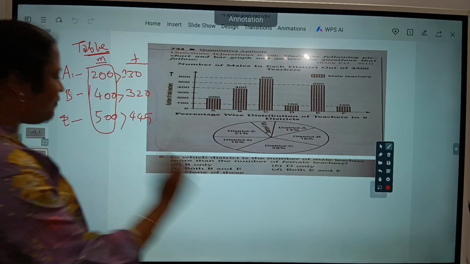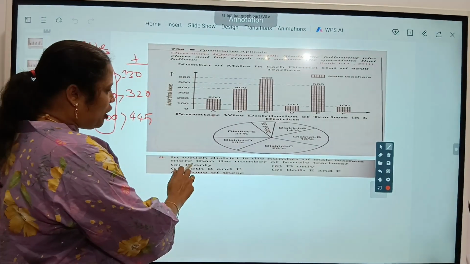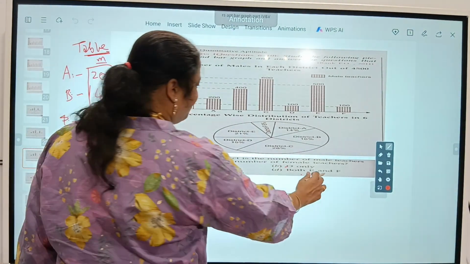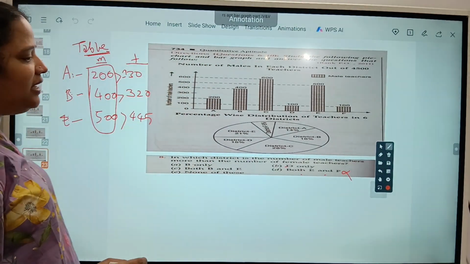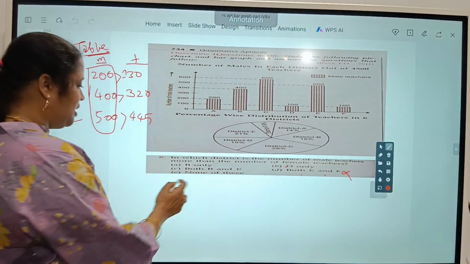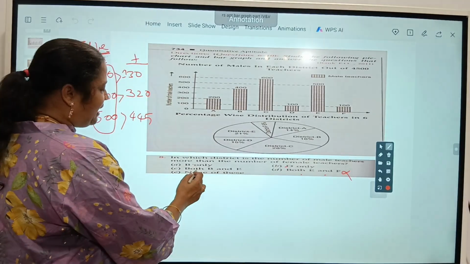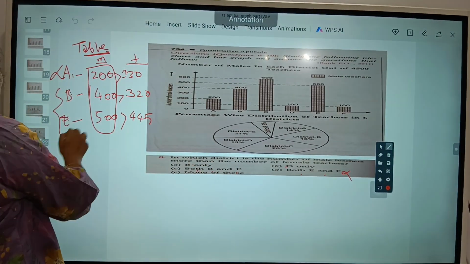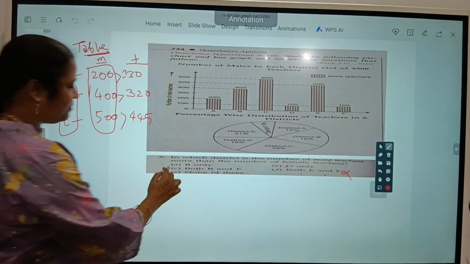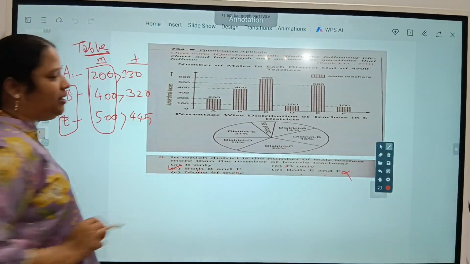Among the options, B only, D only, and both E and F: this is false, F is not there. In F, male teachers are not more than female teachers. So none of these. But here the option is both B and E. A is not there, but B and E is there. So you have to select option C, both B and E.